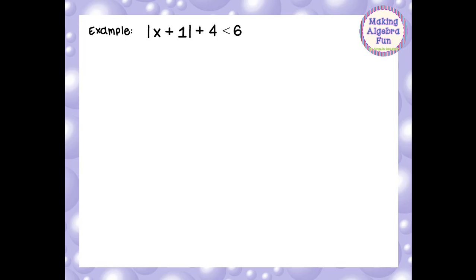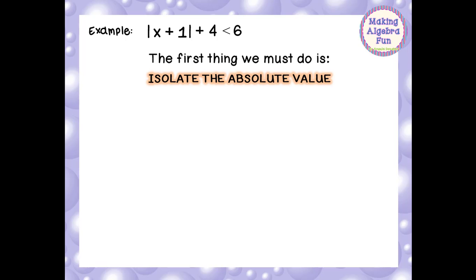Okay, now I want to take a look at an example that has a number on the outside of the absolute value. Here you can see you have an absolute value and then you have plus 4. So you need to remember the first thing we do always is isolate the absolute value. So what does that mean? It means we've got to move that 4 first before we begin the process we just went through. So notice how the 4 is on the outside. We need to move it first.